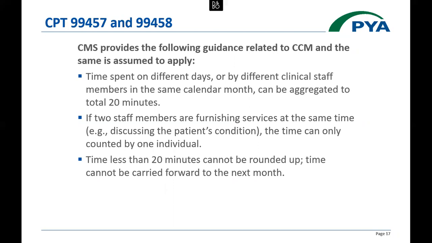And then time that is less than 20 minutes cannot be rounded up. So if you achieve only 18 minutes, you can't round it up to 20, and time can't be carried forward. So if you spend 25 minutes and it's not enough to bill a 99458, you can't take that 5 minutes from this month and carry it over to next month for billing purposes.